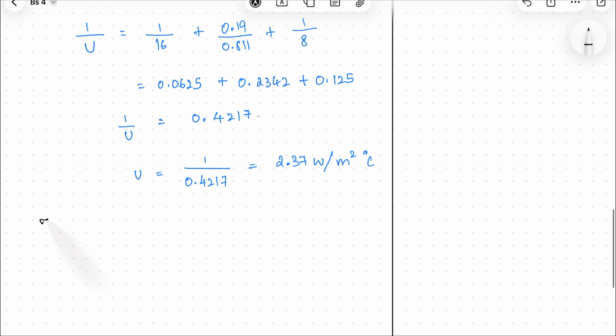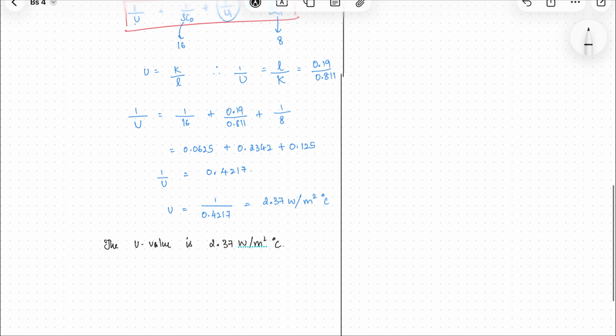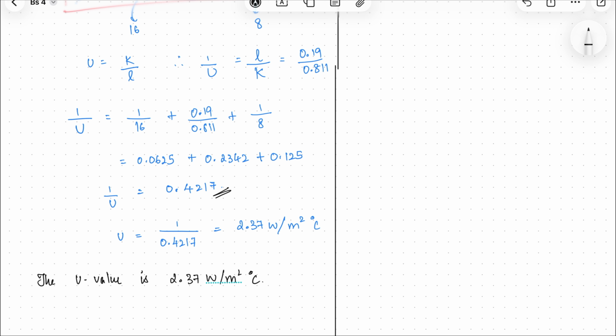So let's write it here. A lot of people would stop at 0.4217 and think that's their answer, and that would lead to not getting the mark for the question. So always remember to find the reciprocal of the 1 by U, which is your thermal resistance, to get your thermal transmittance. Now let's move on to the next question.